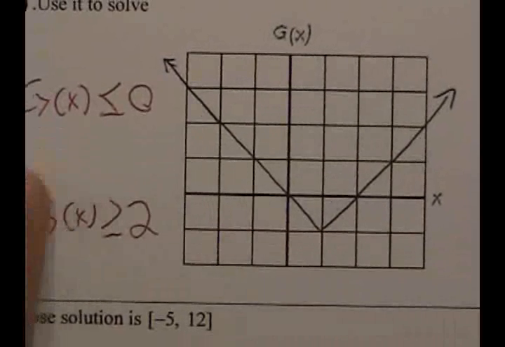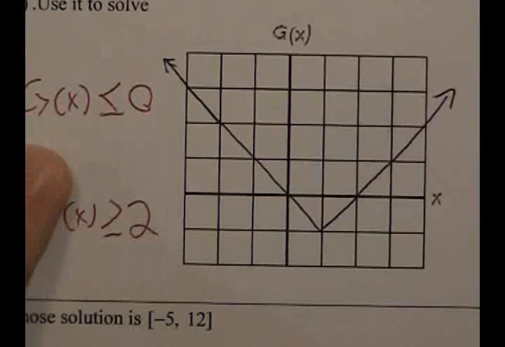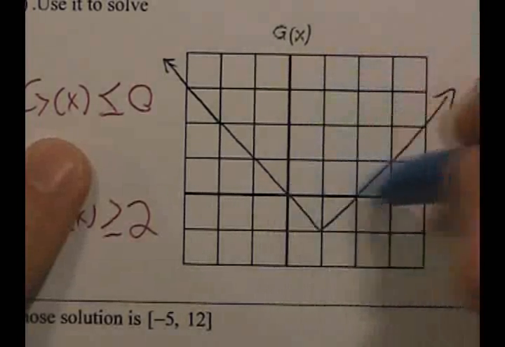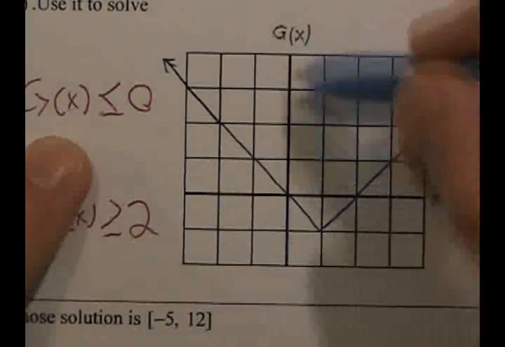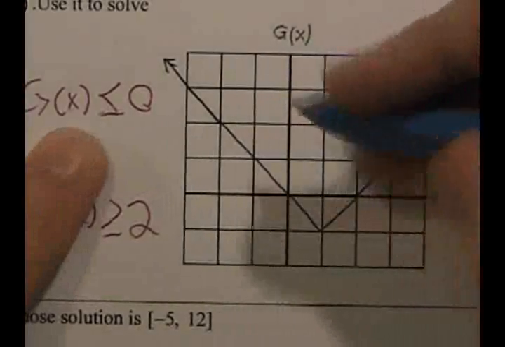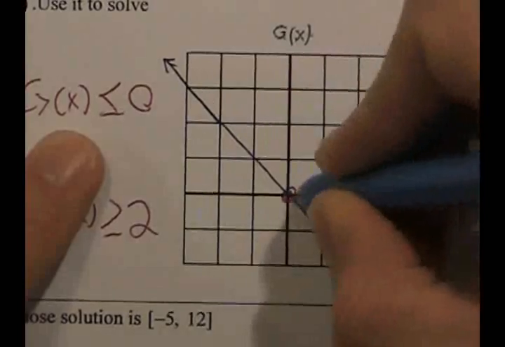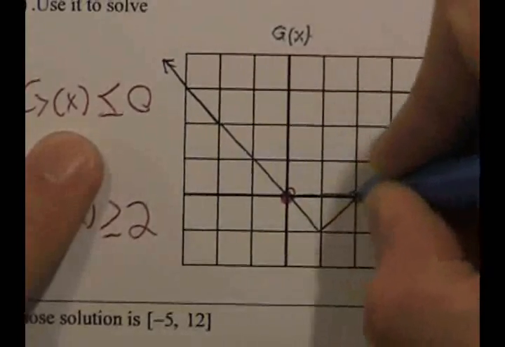Alright, so for this first one, it's asking for the values of x that make g of x less than or equal to 0. So if you know how to read the graph, right, the x-axis is the x-axis and the y-axis is g of x. So the values of x that cause g of x to be less than 0 are between 0 and 2.